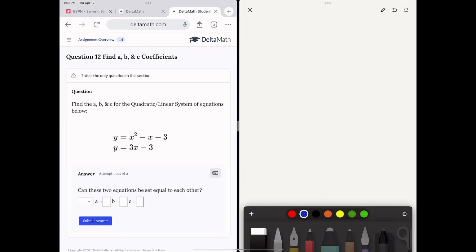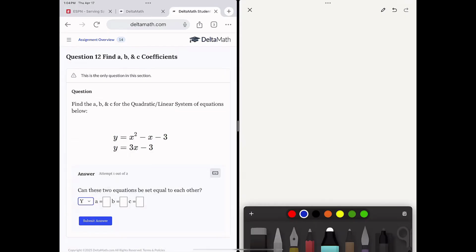So what that means is, one of the ways you could do it is if you set those two equal to each other, then you can basically find the A, B, and C. So let me show you exactly what I mean. Very first question, now this is a different question. It says, can these two equations be set equal to each other? And the answer is yes, they can, because they're both equal to y, that means that they're equal to each other.